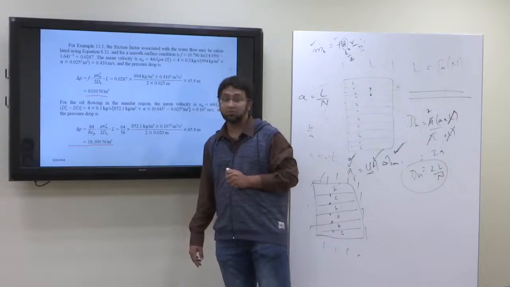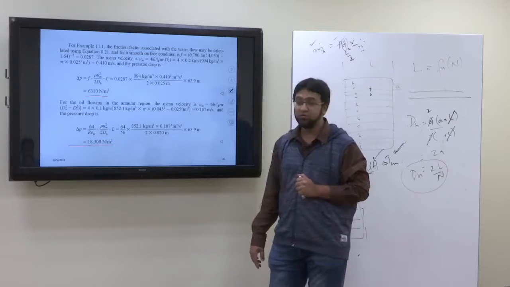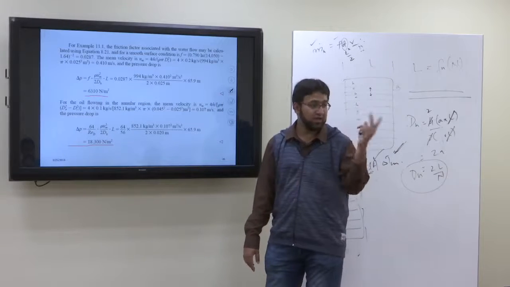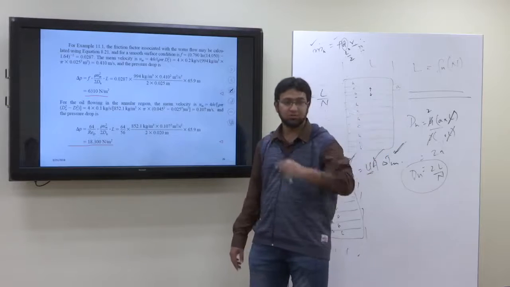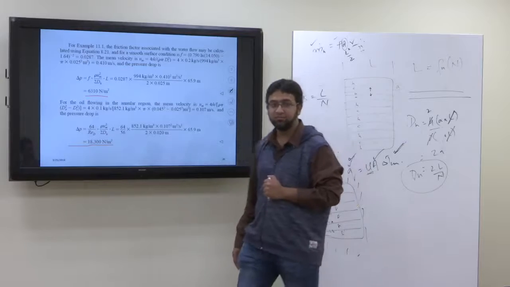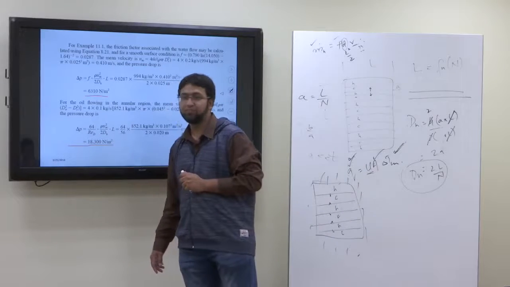994 is the density of water. Rho for the water, you will take between the average temperature of T cold inlet and T cold outlet. Okay, cold inlet and cold outlet, the average of the two.